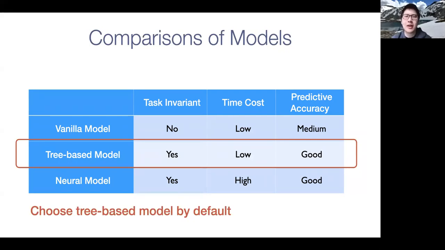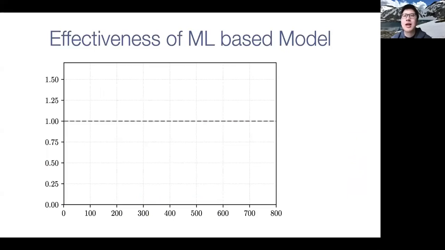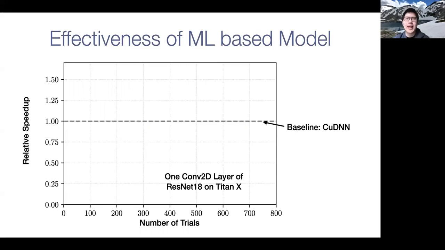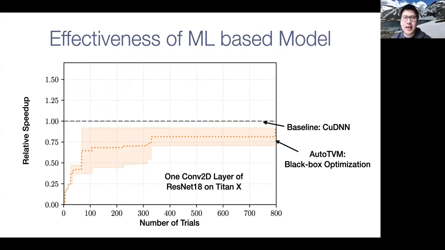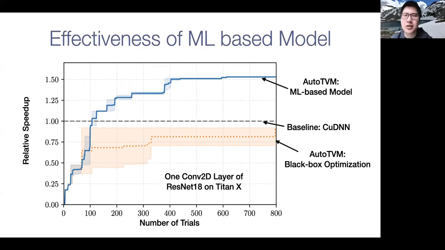So to give you a sense of how effective we can be by using the machine learning-based approach, here's the benchmark on optimizing one particular layer of ResNet on a Titan X GPU. The x-axis is the number of experimental trials on the target hardware that we use to benchmark the workloads, and the y-axis is the relative speedup we can get versus the Nvidia cuDNN library. If we do black box optimization, we can get decent performance after 800 trials. But if you use the machine learning-based approach, we can get better performance faster.